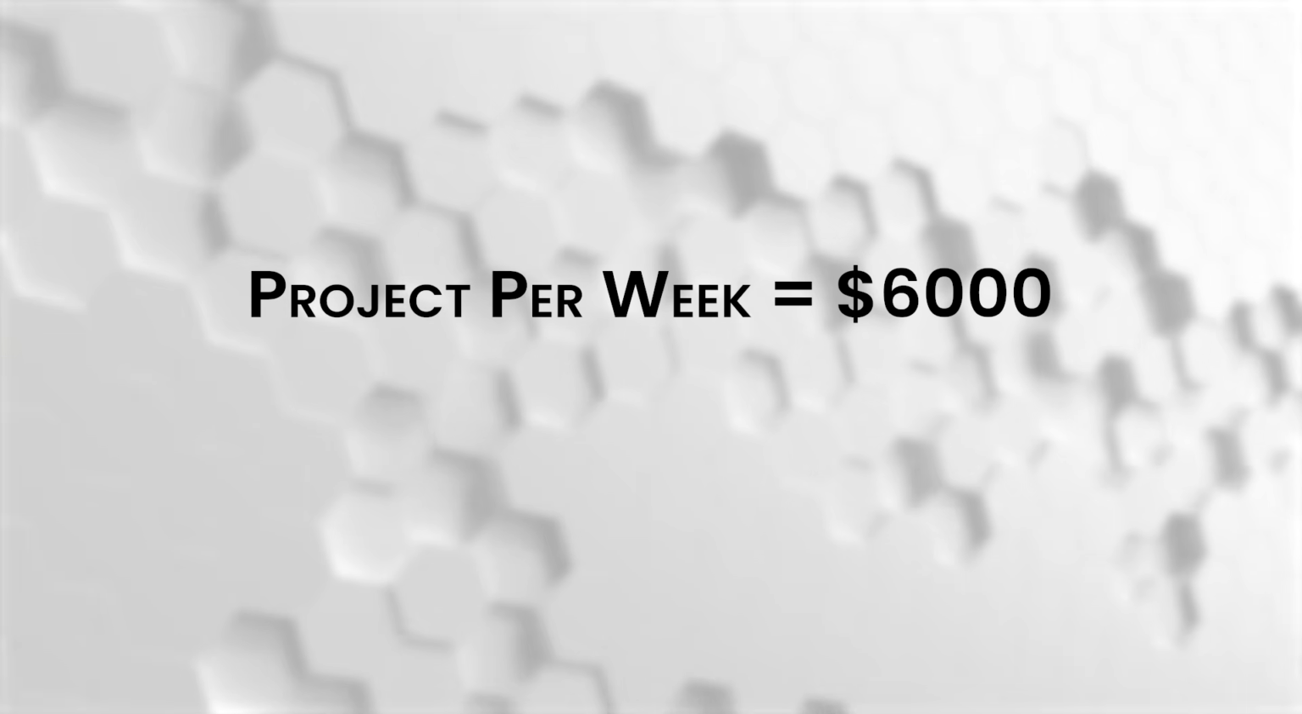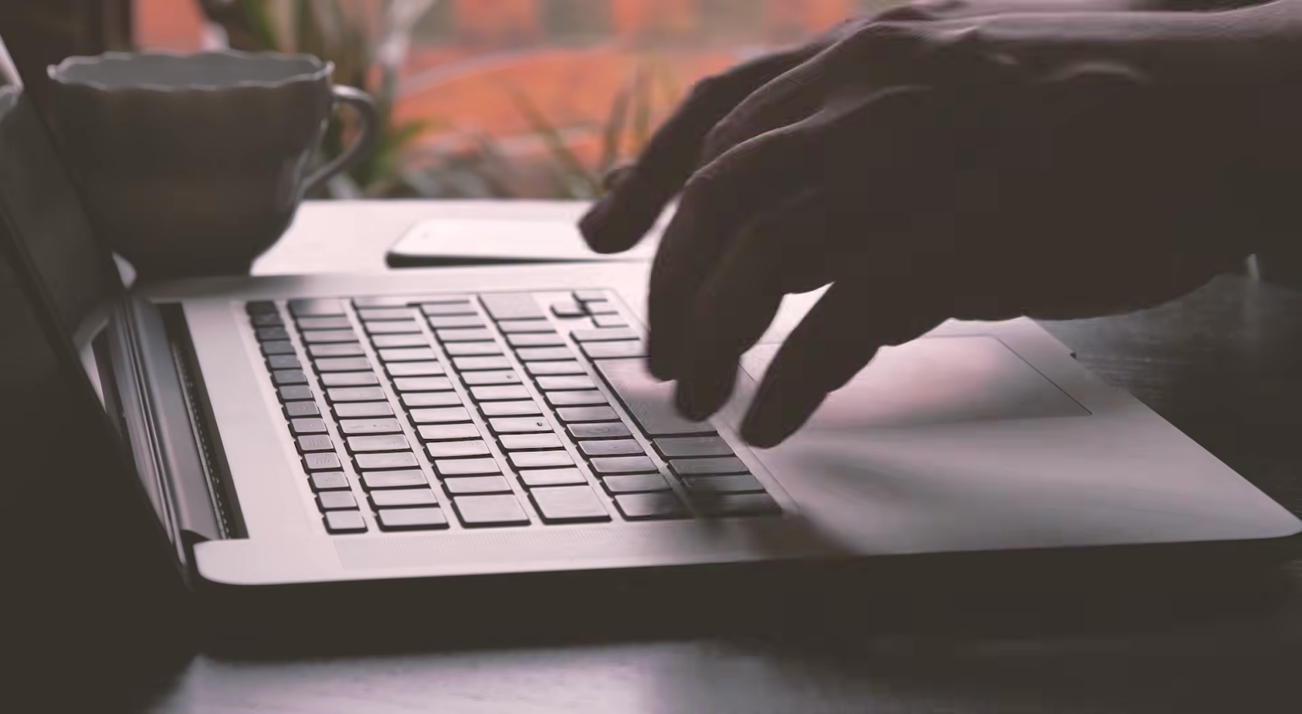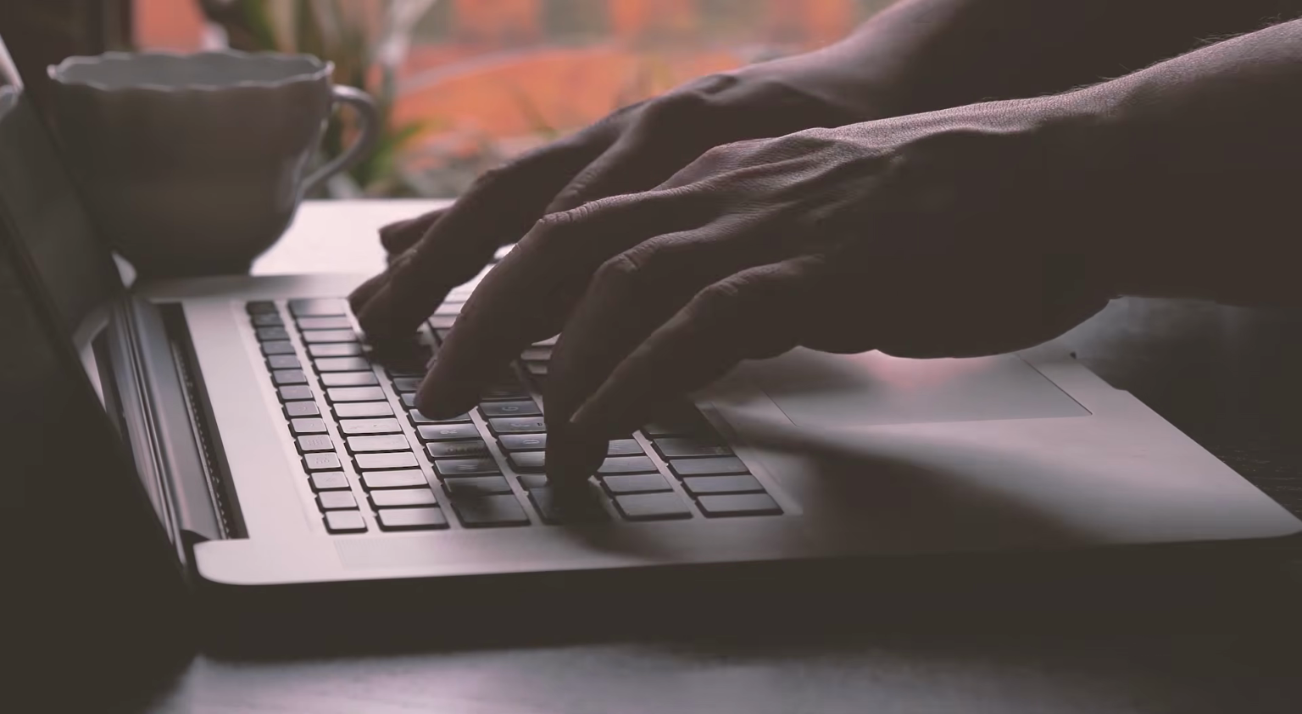Think about how fast you can scale this. One Whisk and Anti-Gravity project per week is $6,000 a month. 2 projects per week is over $10,000. You are not trading hours for dollars anymore. You are trading strategic prompts and asset curation for billable services.